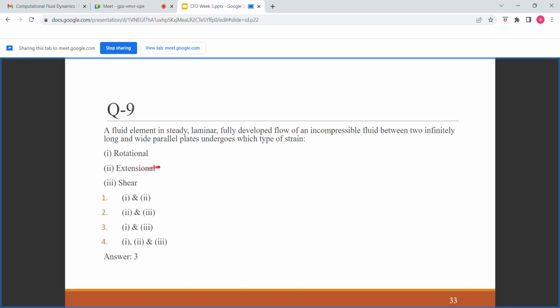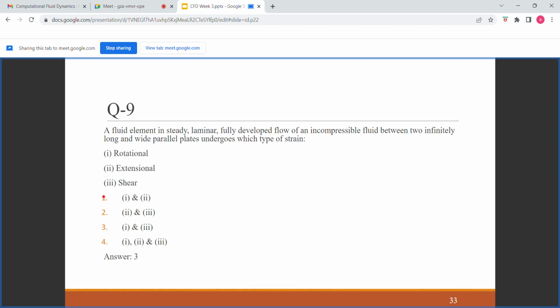So option 2 is not right. Whereas shear stress will obviously be there, shear strain will be there, because of which the fluid motion. Because of shear stress only the fluid will be moving, and so there will be shear strain. So 1 and 3 are right.